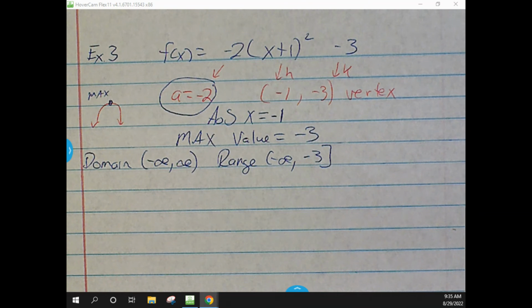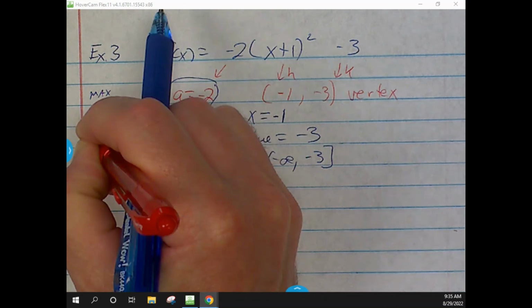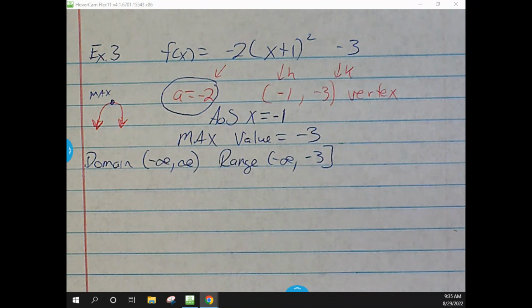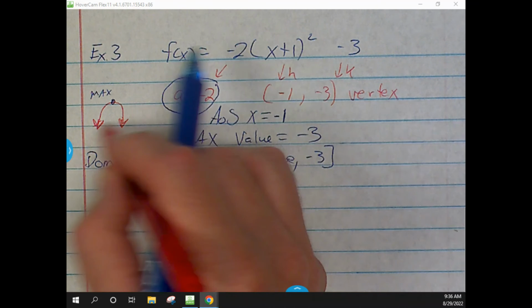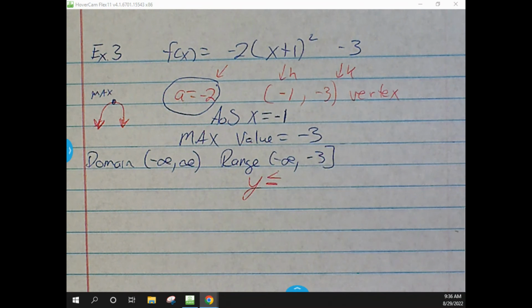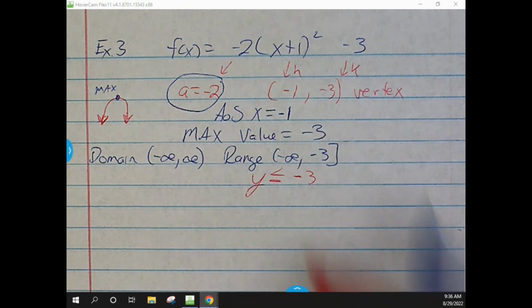So how do you know that it's going down? If you know that the A value is negative and you do a quick sketch like this, notice the arrows are pointed down. So the second way we talk about the range here is that they do it this way. And this is why I actually like this one better, and I'll probably ask for this more on the test. You can write it like this, or if you know it's pointed down, y is less than, and then it's just the -3. So I actually kind of like this one better.